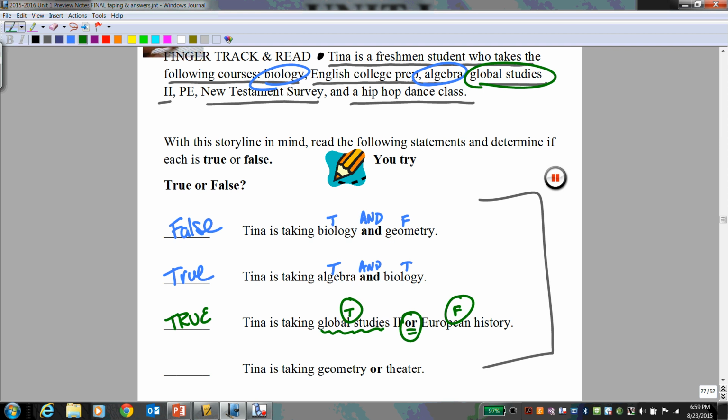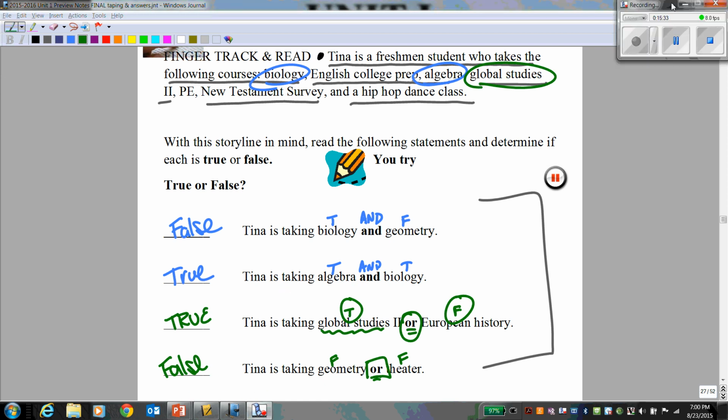Tina is taking geometry or theater. She's taking geometry. That's a false statement. She's taking algebra. Or theater. She's not taking theater. She's taking hip hop. That's also a false statement. A disjunction is false only if both are false. So this would read false. We'll get more practice of this in class. Don't panic. This is your first exposure.